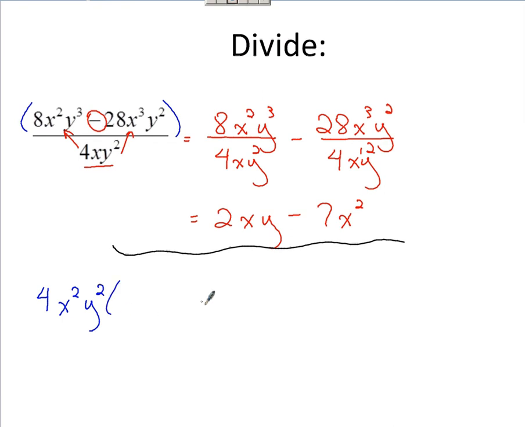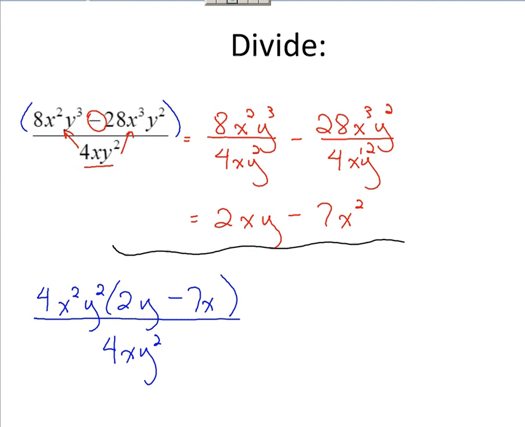If I look at what remains when I factor out the greatest common factor from the numerator here, well, I took 4 out of 8, so 2's left. Took 2 x's out, there were 2. Took 2 y's out, there were 3, so there's 1 y left there. Minus, all right, 4 goes back into 28 7 times. Took 2 x's out, there were 3 there, so 1 x left. Took 2 y's out, there are 2 y's there, so no y's left. There's my factorization of the numerator. That's all over 4xy to the second.